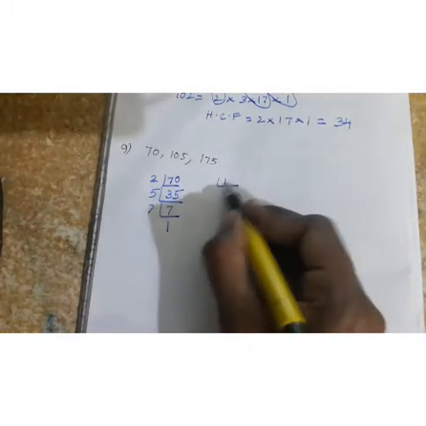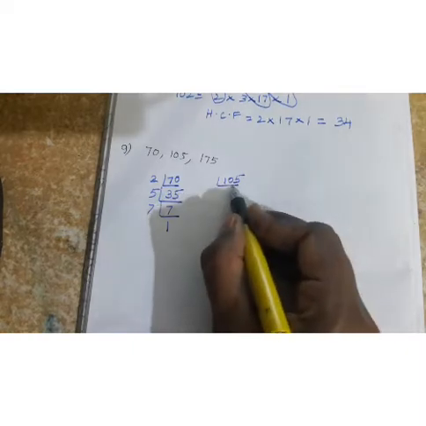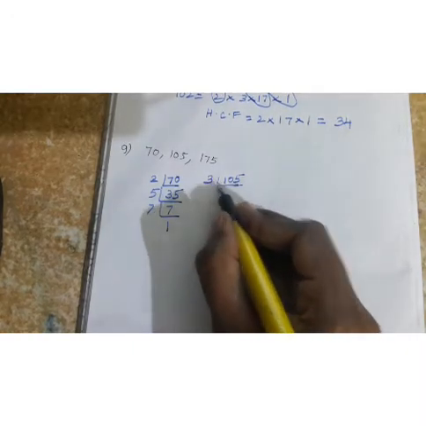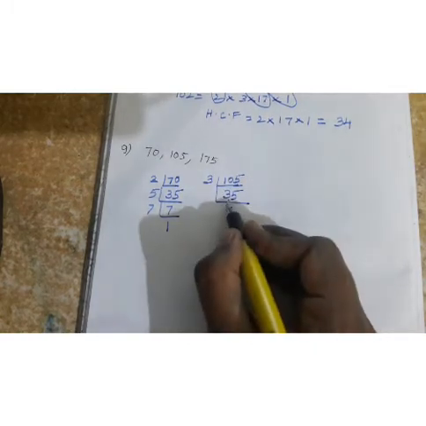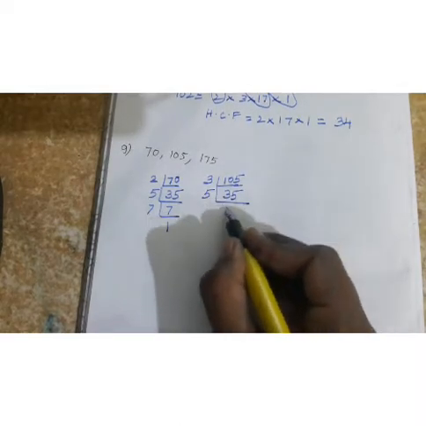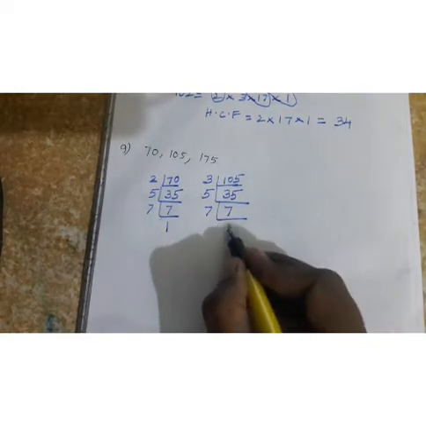Now find the prime factors of 105. 105 is not divisible by 2, so take the next prime number 3. 105 divided by 3 gives 35. 35 is divisible by 5, so take the prime number 5. 35 divided by 5 gives 7. 7 is a prime number which divides by itself. 7 divided by 7 gives 1.